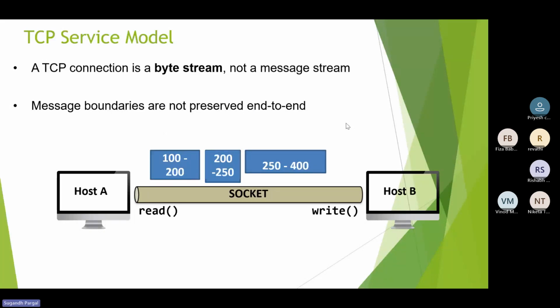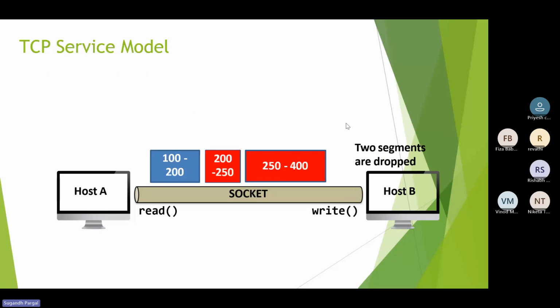For example, say we send a byte stream from 100 bytes to 200 bytes, then another byte stream from 200 bytes to 250 bytes, then another from 250 bytes to 400 bytes. These are the byte streams being sent in the TCP service model. However, there might be a case that the segments with bytes 200 to 400 are dropped, while the segment with 100 to 200 bytes has been received at host B. So these two segments are dropped, and bytes 200 to 400 need to be retransmitted.